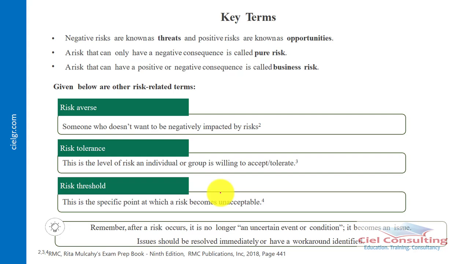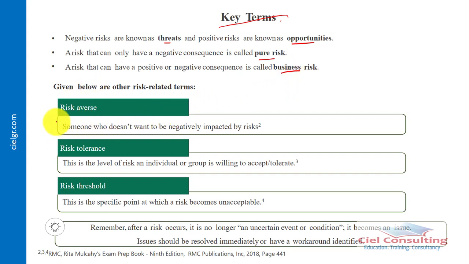Under project risk management, there are certain key terms that we use. We're going to take a look at some of those key terms. One of the key terms is negative risk, which we refer to as a threat. A threat simply refers to the risks or uncertainties that will give rise to a negative impact, while positive risks are known as opportunities. A risk that can only have a negative consequence is called pure risk, while a risk that can have positive and negative consequences is referred to as business risk.